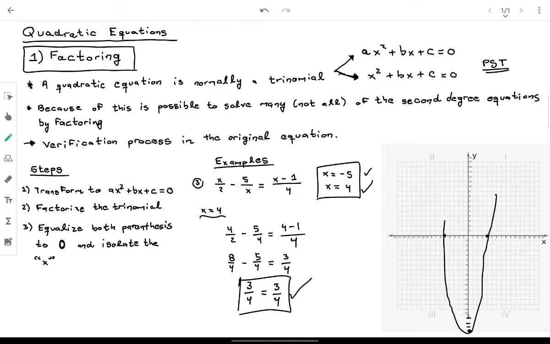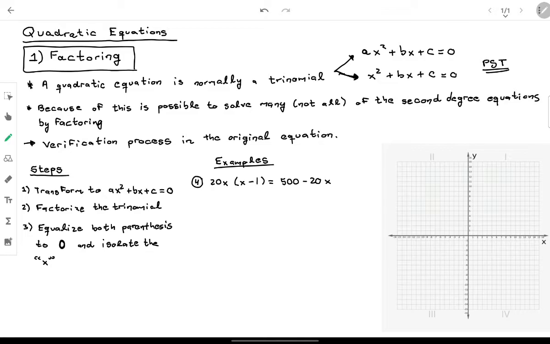Remember, if we have one answer, of course, we will do the verification process once. If we have two answers, we will do the verification process twice on the original equation, always on the original equation. So let's see another example.